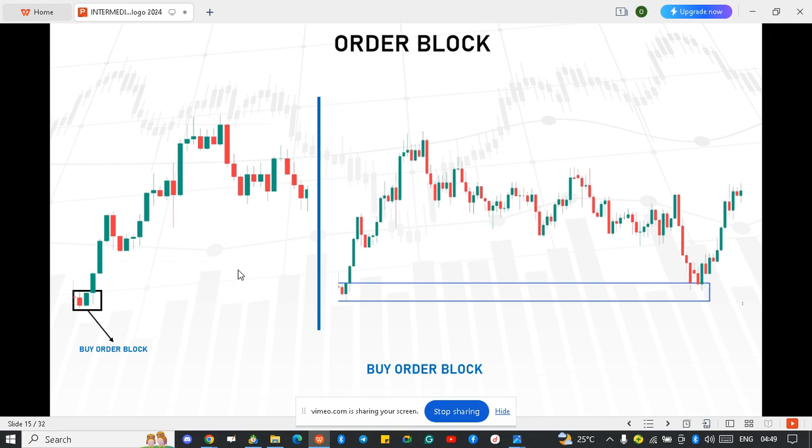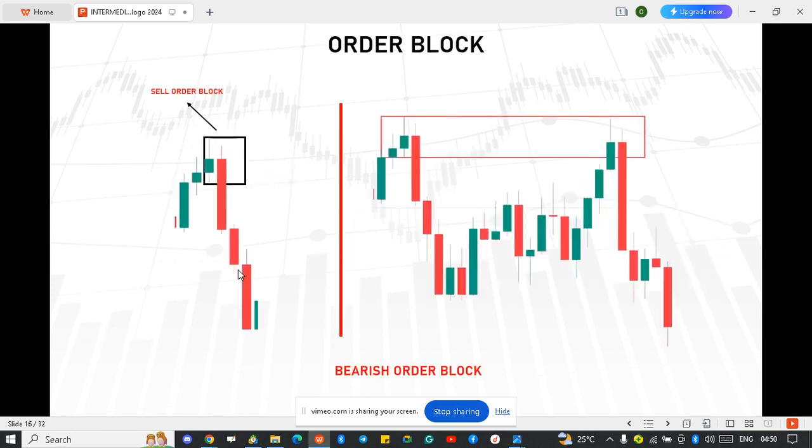So when you don't have a drop, base, rally or a rally, base, drop, you can also use what we call an order block. This is an example of what a buy order block looks like. So let me show you quickly what a sell order block looks like. Now this is a sell order block. Look at it. We have a green candle followed by a red candle whose body is big, significantly big. What happens?